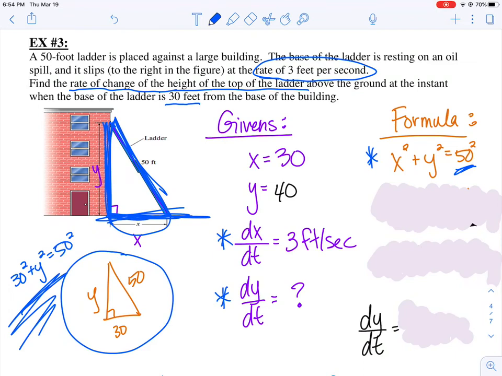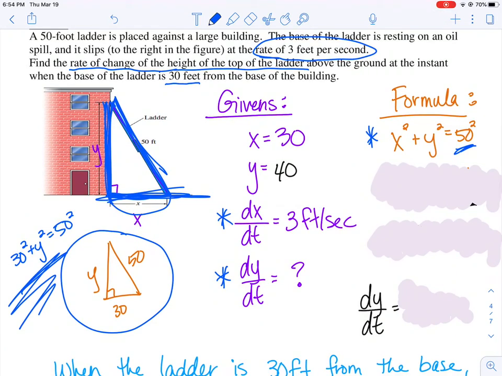It's not going to have a rate of change. So be careful on that one. Don't start plugging things in if things are going to change. That's why I kept the x and I kept the y. So now my third step is to find the rate at which all this stuff changes over time. The derivative. I want to find the derivative with respect to time.